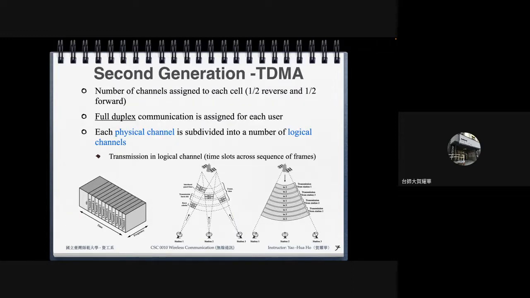Now for the second generation, the number of channels for each cell also breaks down to half reverse, half forwarding. Still a duplex communication assigned to each user. Now, let's say each physical channel, each frequency of physical channel, is divided into a set of logical channels. Logical channels can be divided by time, so kind of like a time division multiple access concept.